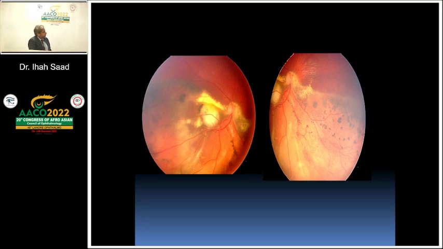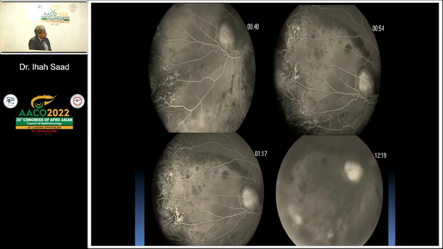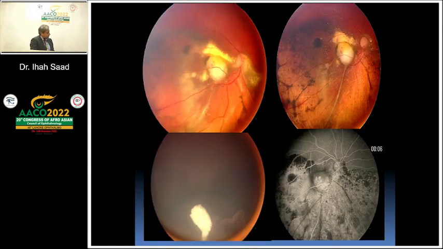So the management, as you can see, is to make a diagnosis: exudation, macular exudation, and exudative detachment. And if you look at the periphery, you can see the choroidal ischemia and the dilatation and constriction of the vessels, and we have to quantify the dilated vessels in each quadrant.